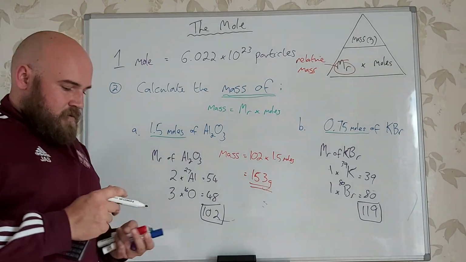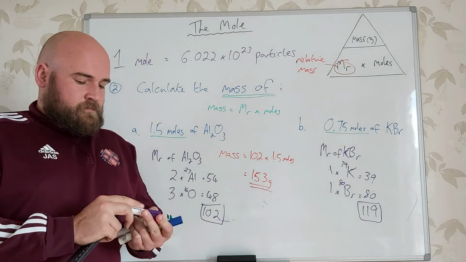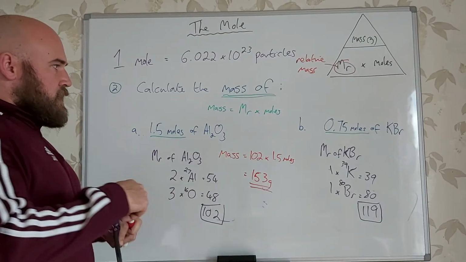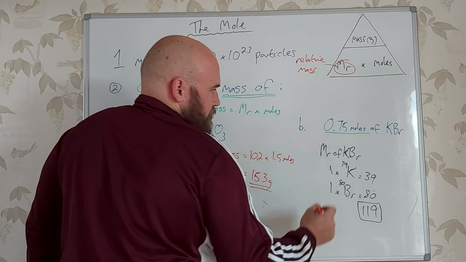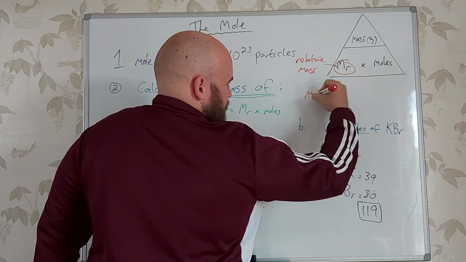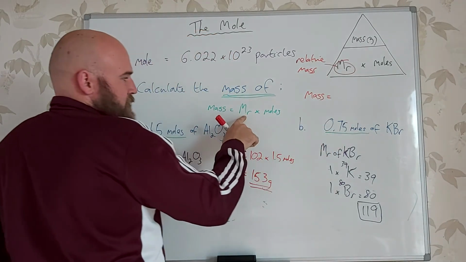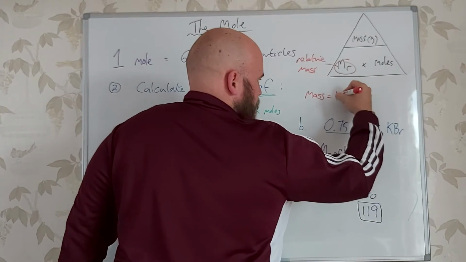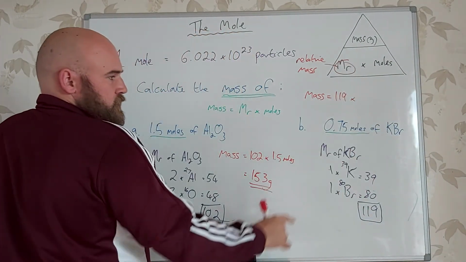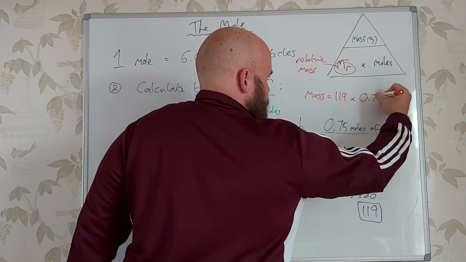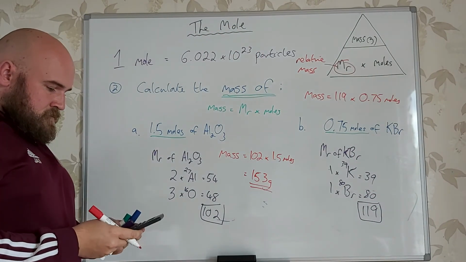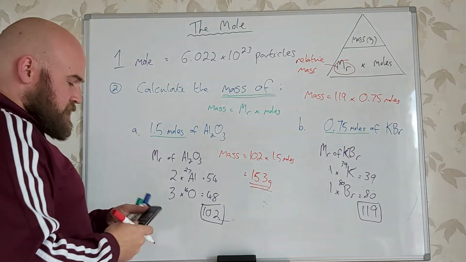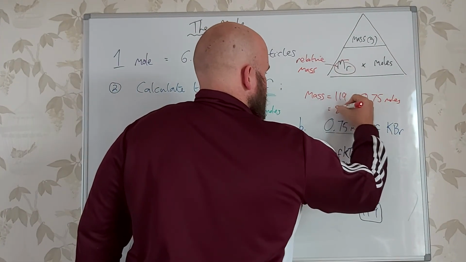So I can now go and work out the number of grams that 0.75 moles would be. So mass equals Mr, which is 119, times moles, which is 0.75, 89.3 grams.